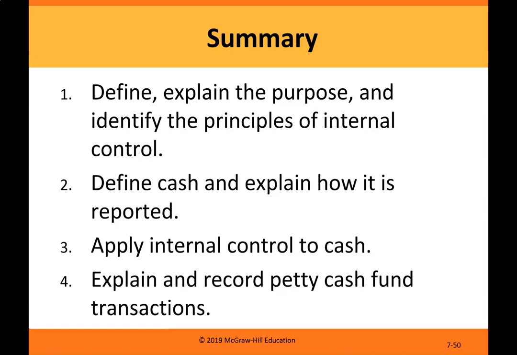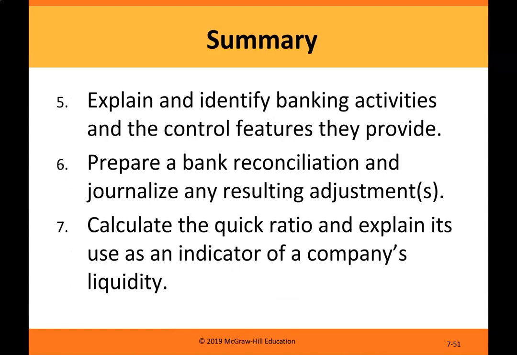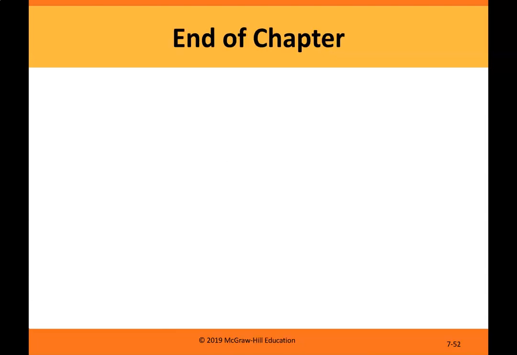Summary. 1. Define, explain the purpose, and identify the principles of internal control. 2. Define cash and explain how it is reported. 3. Apply internal control to cash. 4. Explain and record petty cash fund transactions. 5. Explain and identify banking activities and the control features they provide. 6. Prepare a bank reconciliation and journalize any resulting adjustments. 7. Calculate the quick ratio and explain its use as an indicator of a company's liquidity. End of chapter.